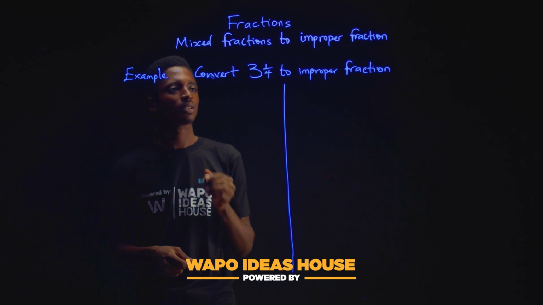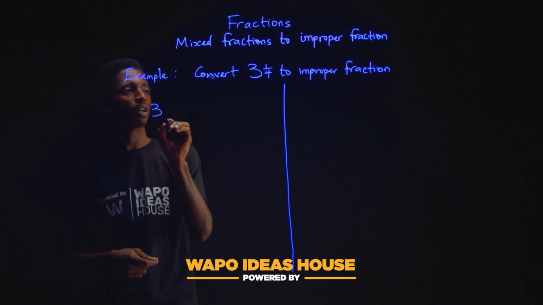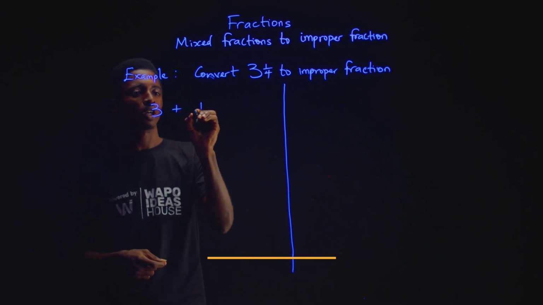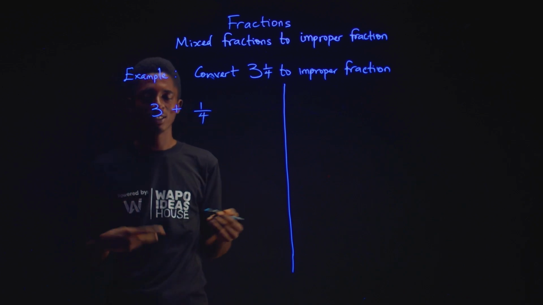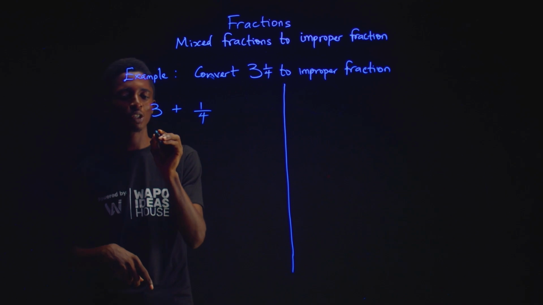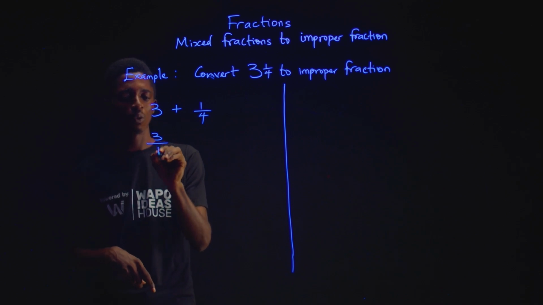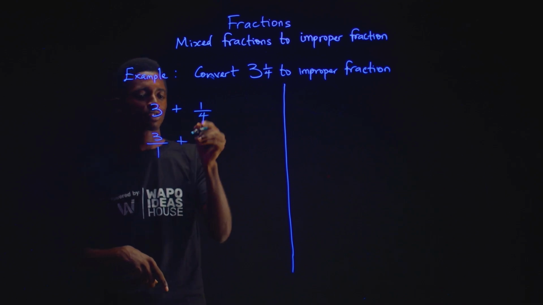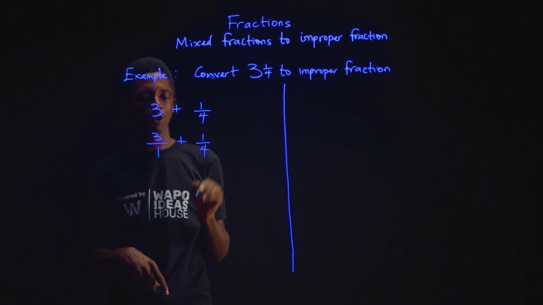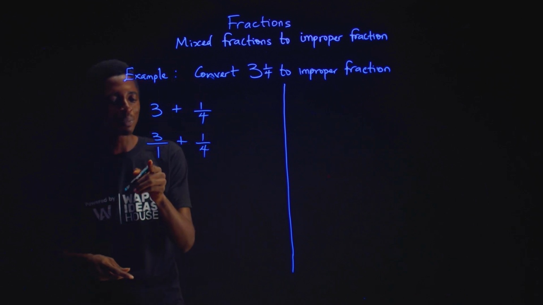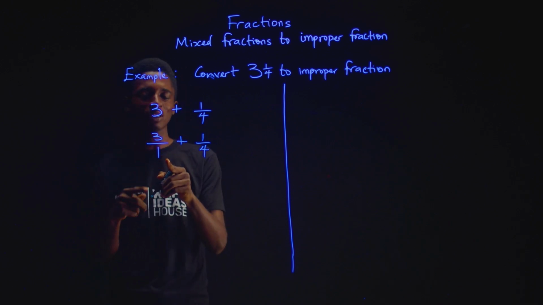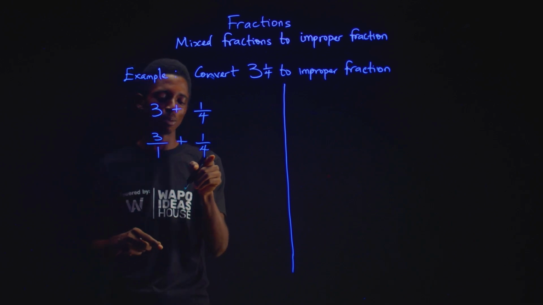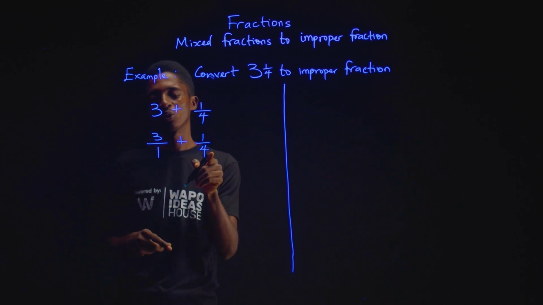But the first method, we have 3 whole number plus 1 over 4. Remember, you have to bring this to a fraction, and the fraction will be 3 over 1. Now add that to 1 over 4. Now you have to bring this into a fraction that is equivalent to this but has the same denominator as this other fraction, which is 4.